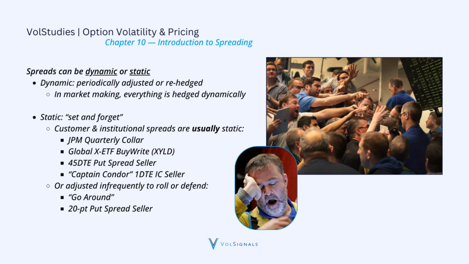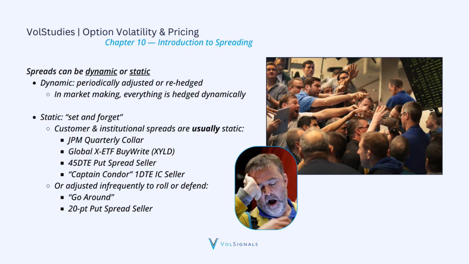If you're part of our VIP mentorship, you're very familiar with some of these. The JP Morgan quarterly put spread collar is perhaps the most obvious example of a static spread. It's literally set and forget, initiated one time and carried all the way until expiration. Same goes for the Global X ETF buy right, the call option that's sold every OPEX Friday and carried all the way through until the next cycle.